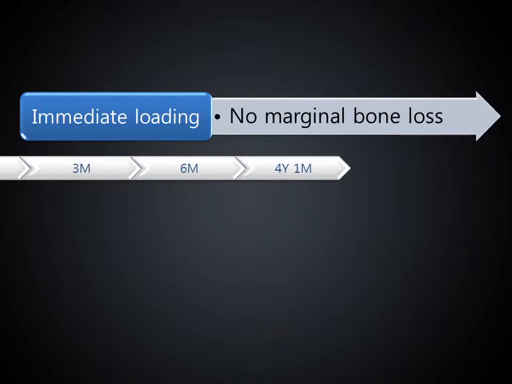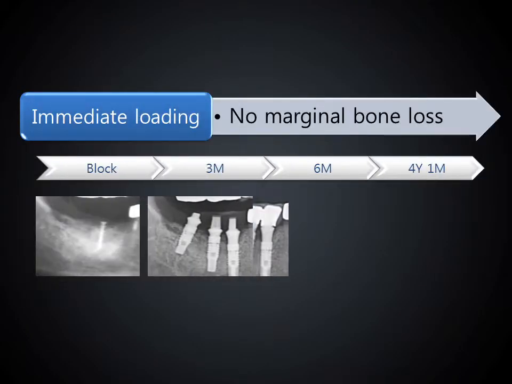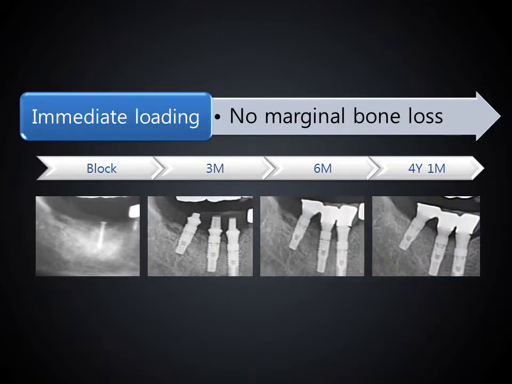The immediate crown restoration at 3 months of graft operation was well maintained without marginal bone loss until 4 years and 1 month. As a result, the defect of the donor side and recipient side were regenerated with the new bone.